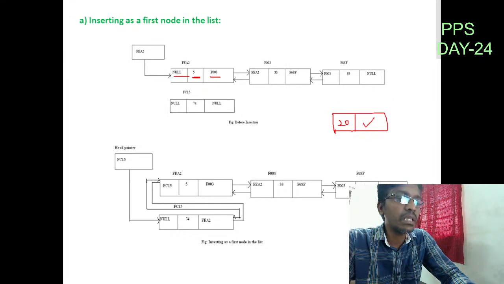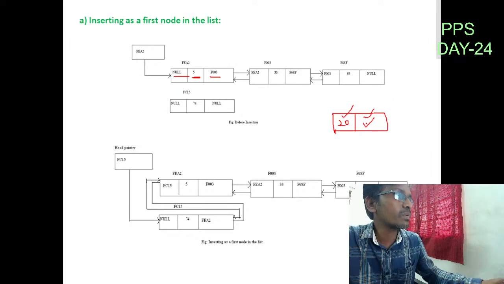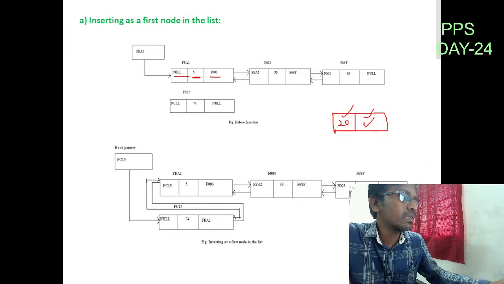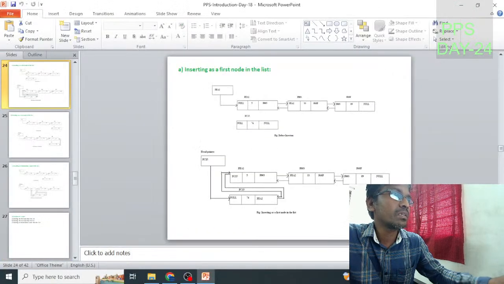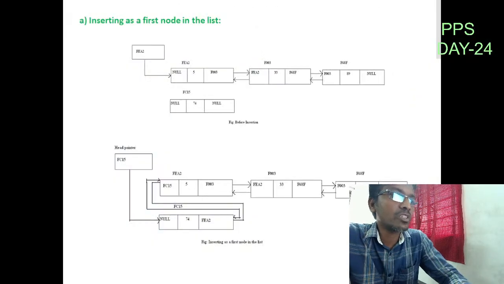Whereas in a single linked list, it contains only two fields: data field and address of the next node. So that is one more difference between a single linked list and a double linked list. If you have any doubts, you can ask me.